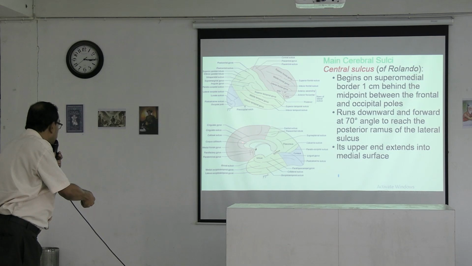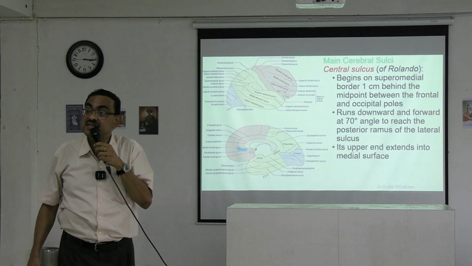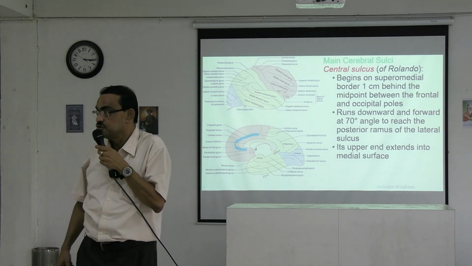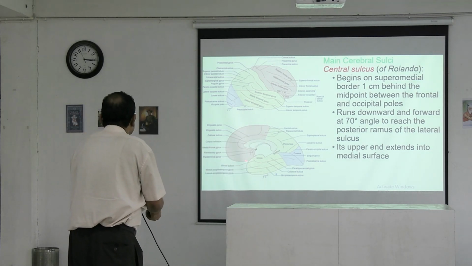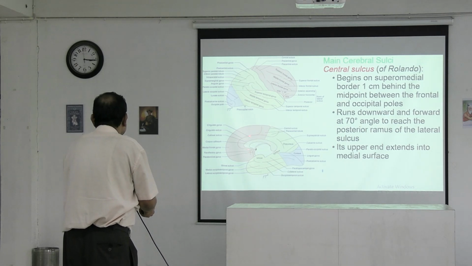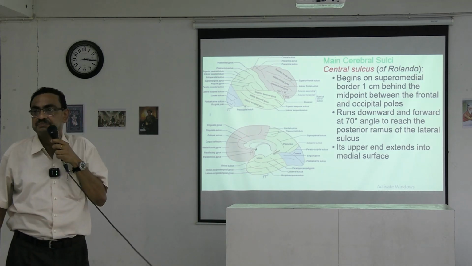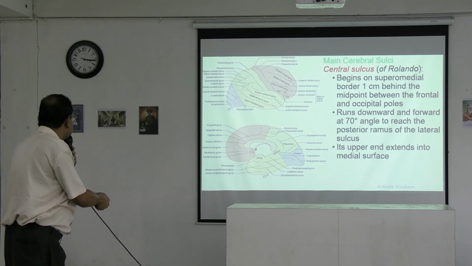And just above the corpus callosum, we can find one sulcus, which is called the callosal sulcus. And another sulcus we can find, which is two fingers above the corpus callosum, which looks S-shaped, and is called the cingulate sulcus.